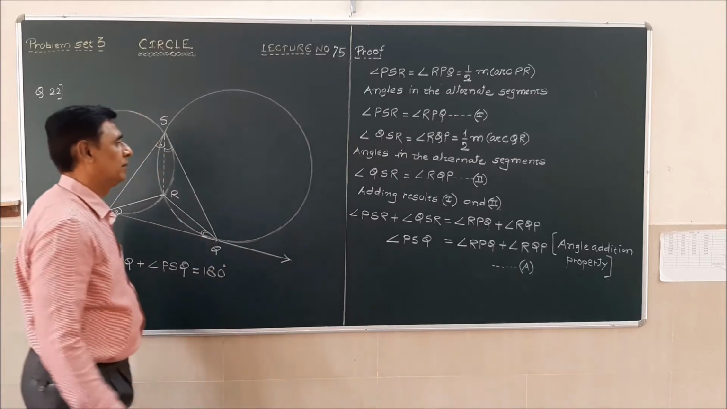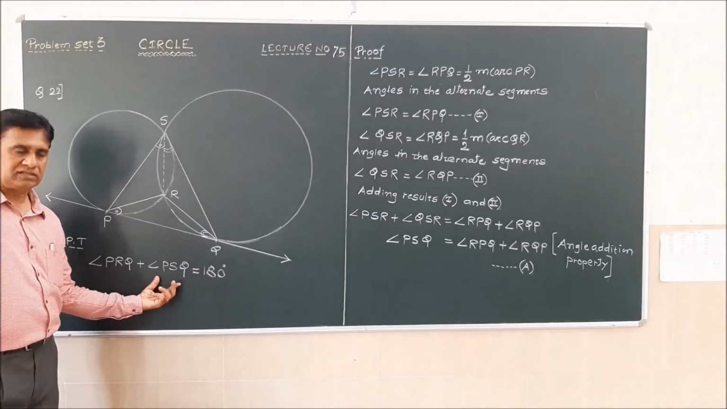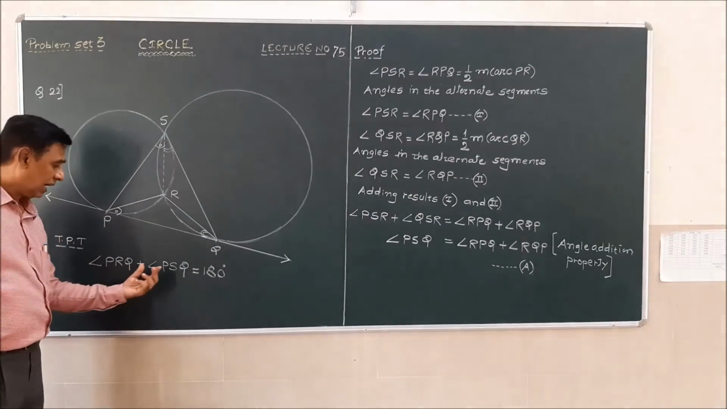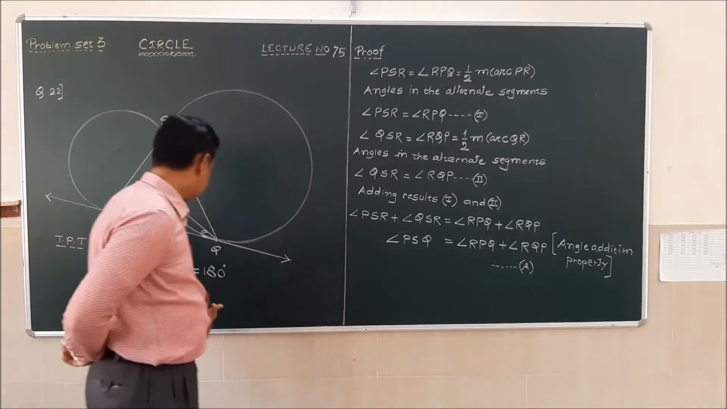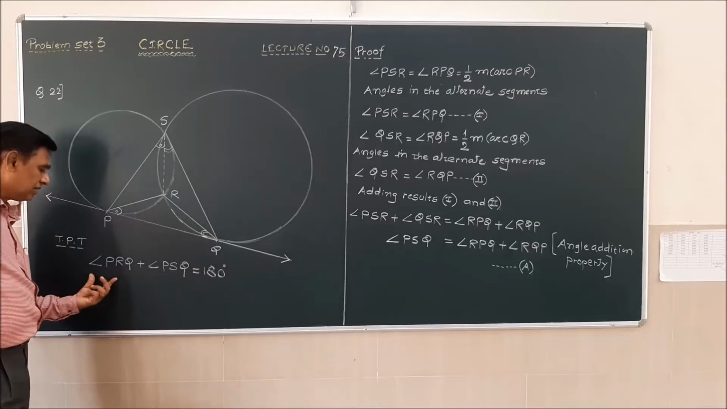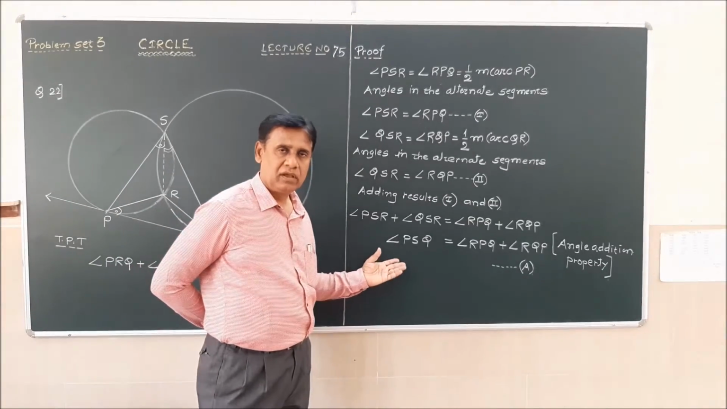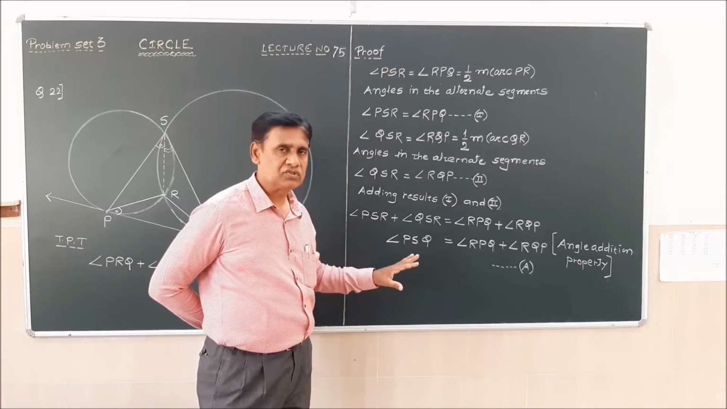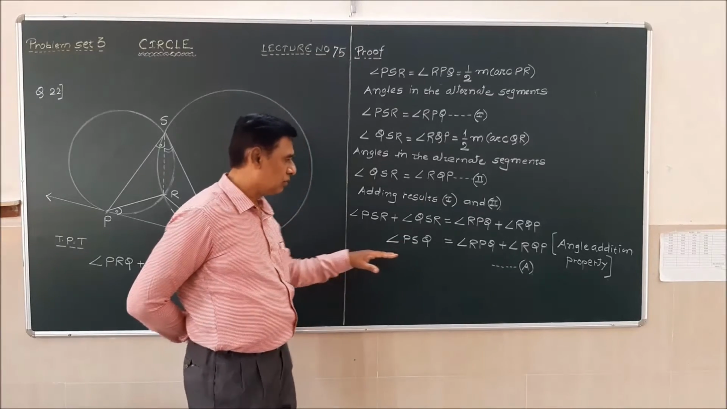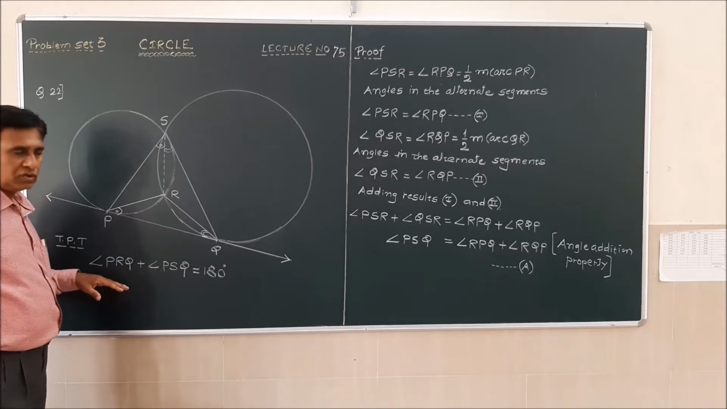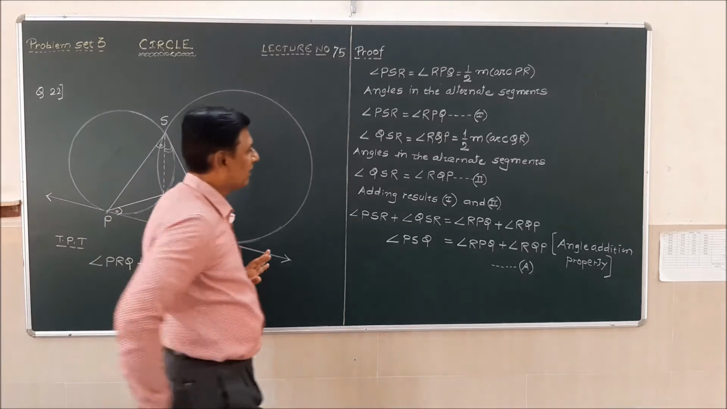If I label this as A, now if you look at the required result, you will notice that along with angle PSQ, we have to add angle PRQ. This is our mathematical equation only. If we add the same thing on both sides, it is not going to affect result A. So along with PSQ, I need to get PRQ. So I am adding angle PRQ on both sides of A.